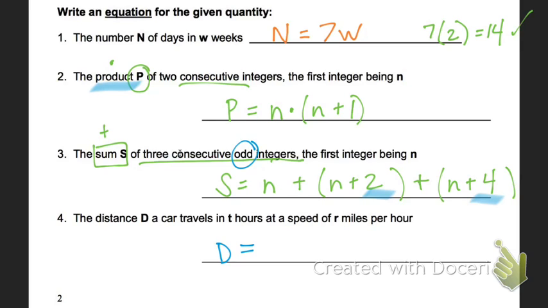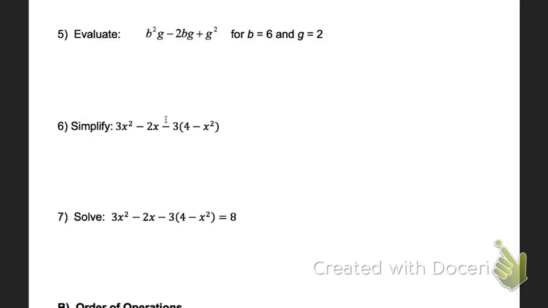What did you get? TR or RT. Either one. DRT. Probably learn that when you get to physics. Yeah, so we're going to transition to something different.